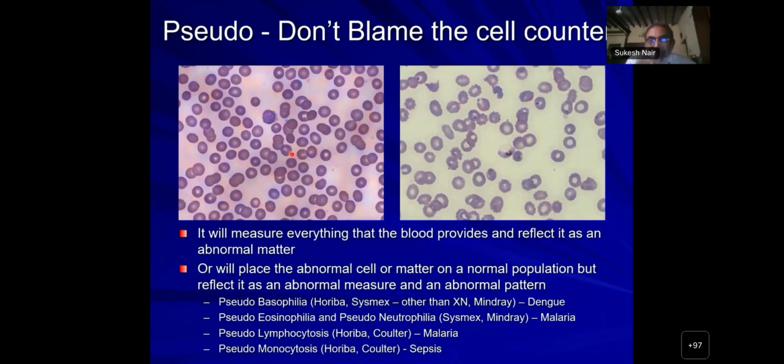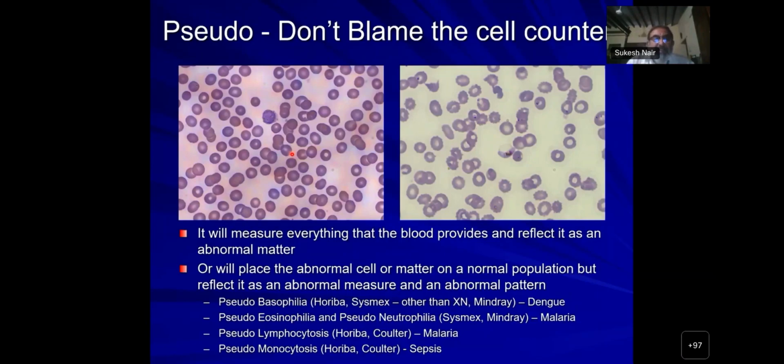So when you have a count which is not predictable of what you are thinking, you must realize that you should not blame the cell counter, because the cell counter will only give you what you provided. So pseudo can actually be indicating a diagnosis. Like pseudobasophilia can indicate dengue in some cell counters. Pseudoeosinophilia and pseudoneutrophilia can indicate malaria in certain cell counters. Pseudolymphocytosis can indicate malaria in certain cell counters. And pseudomonocytosis can indicate sepsis in cell counters.